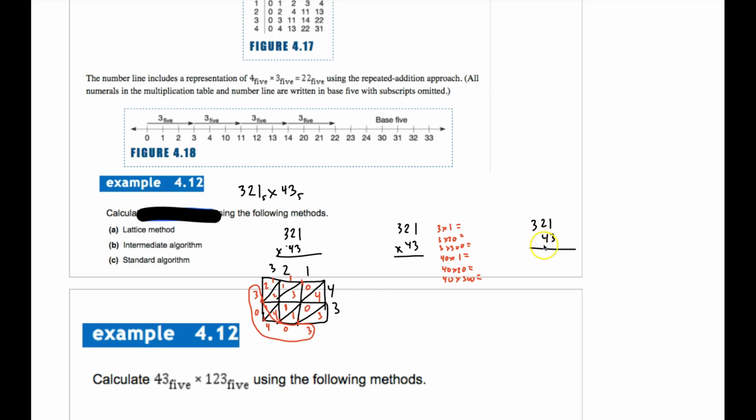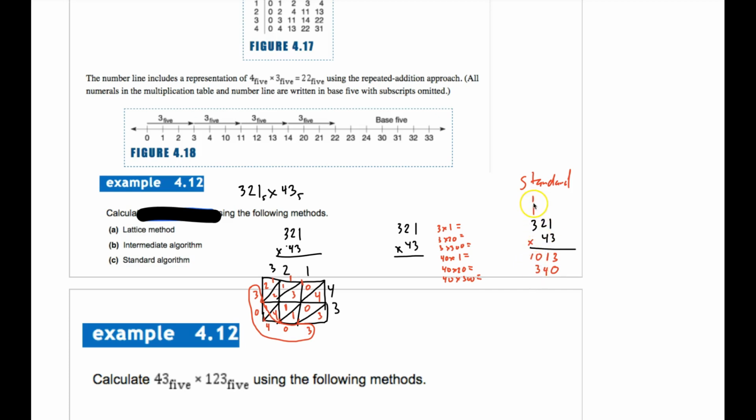Before the intermediate algorithm, let's go ahead and do the standard algorithm right here. This is the standard. And so here 1 times 3 is 3. 3 times 2 is 6, so that's 1 and 1. 3 times 3 is 9. 9 plus 1 is 10. So you get your 1, 0. Next, you have a place value for the 4. 4 times 1 is 4. 4 times 2 is 8. So that's 3. Carry a 1.